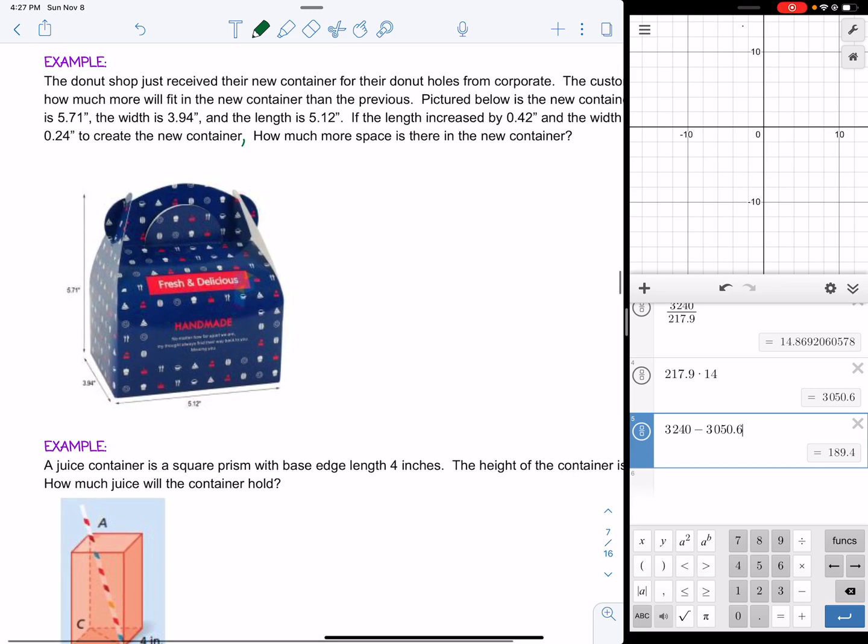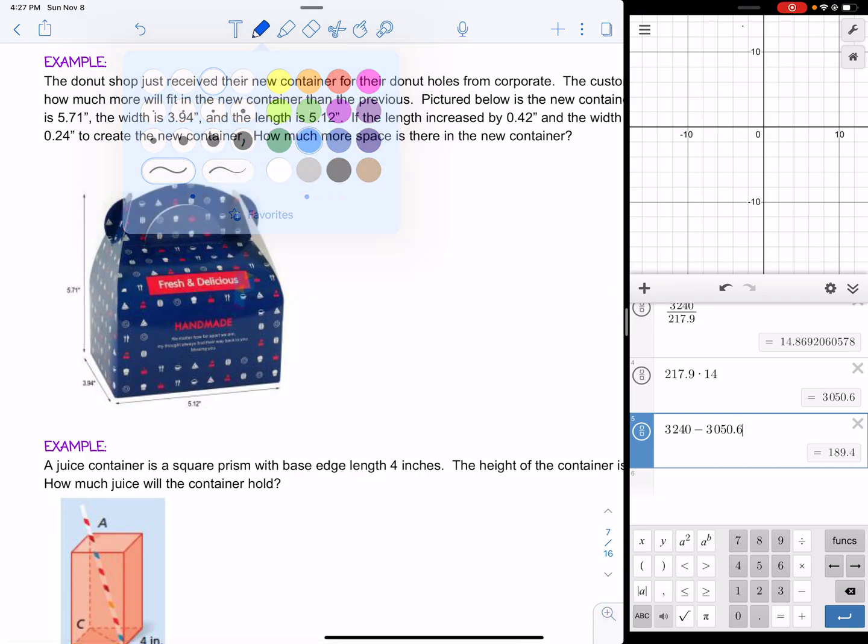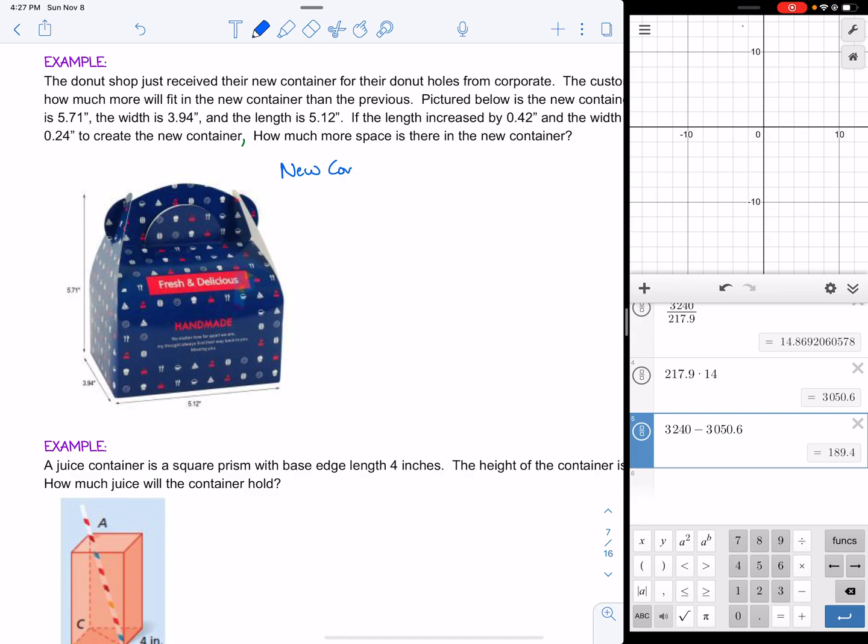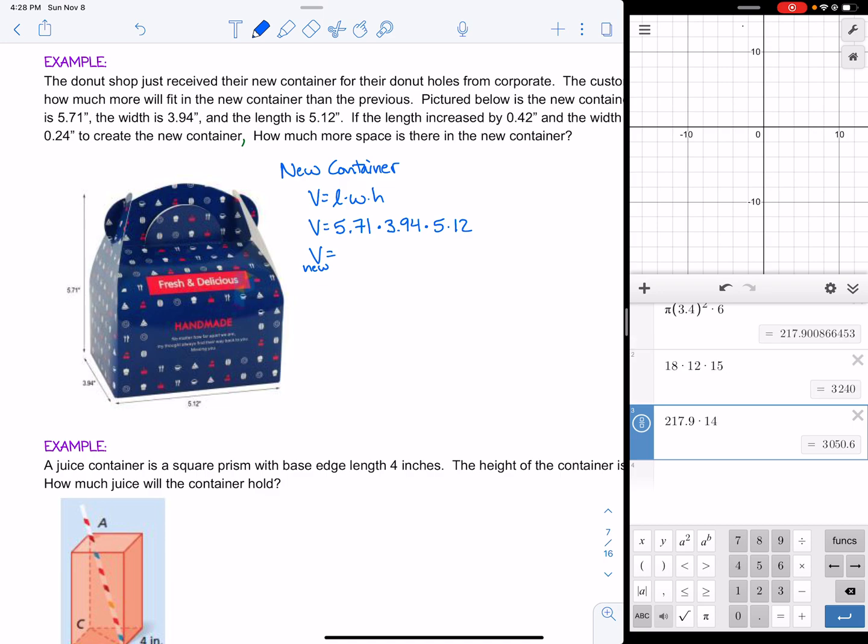All right, so this is our new container. So let's see, new container, and all they gave us was length, width, and height. So let's multiply that together. Length times width times height. We wouldn't have enough information to truly try to estimate this as the shape that it looks like, so we're going to treat it like it's a box. So let's say 5.71 times 3.94 times 5.12. So the volume of the new container, let's just multiply those together. Let me clear out my calculator.